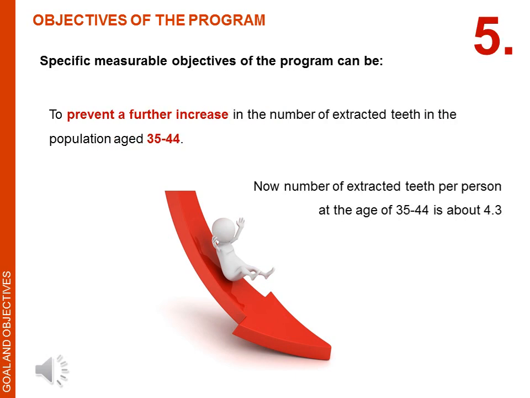The fifth specific measurable objective for the program can be: to prevent a further increase in the number of extracted teeth in the population aged 35 to 44 years old. The average number of extracted teeth per person at the age of 35 to 44 years old is about 4.3.